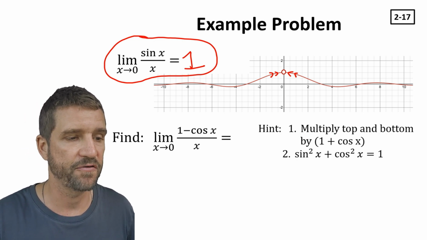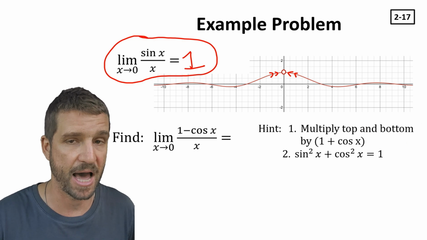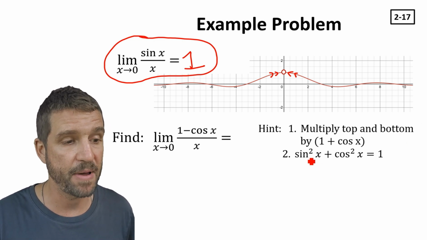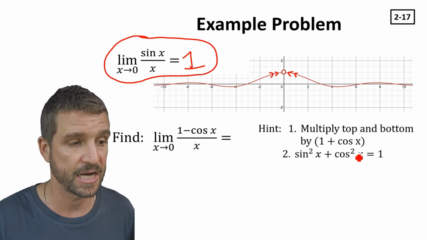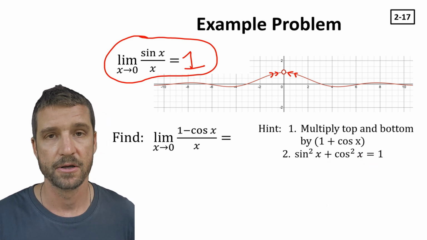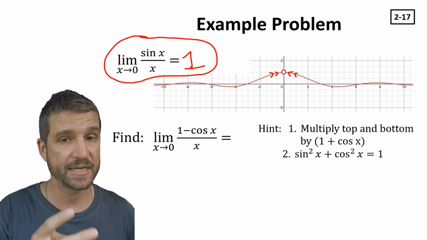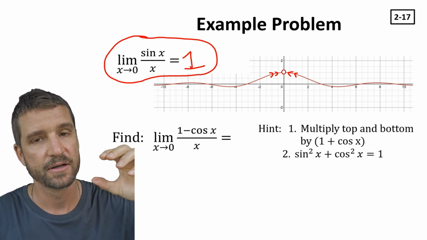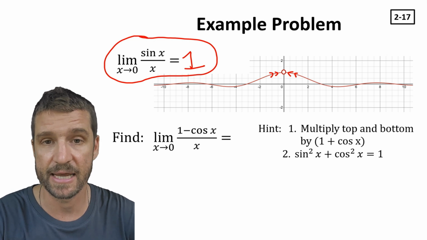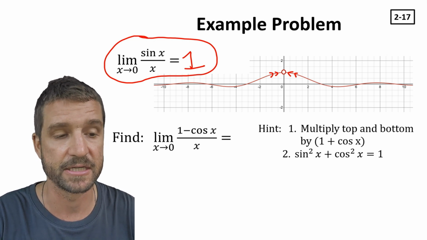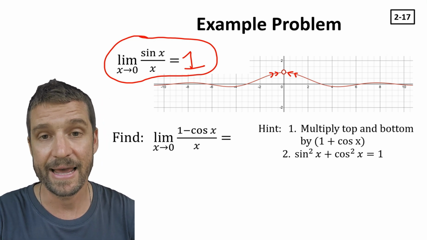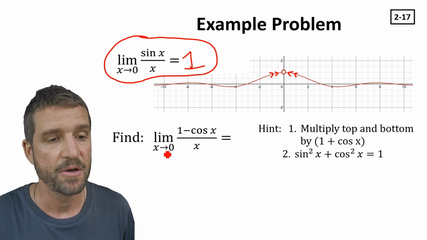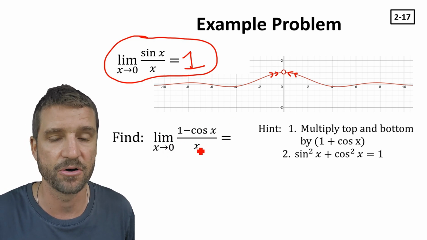One, in order to solve this, you're going to need to multiply the top and the bottom by 1 plus cosine x. And then you also need to remember that sine squared of x plus cosine squared of x equals 1. Okay? So using those 2 bits of knowledge and the limit rules that I just gave you, see if you can find the limit as x approaches 0 of this function. Okay? And you cannot just plug in 0. Let me just remind you, you cannot just plug in 0 because if I plug in 0, I get a 0 in the denominator.